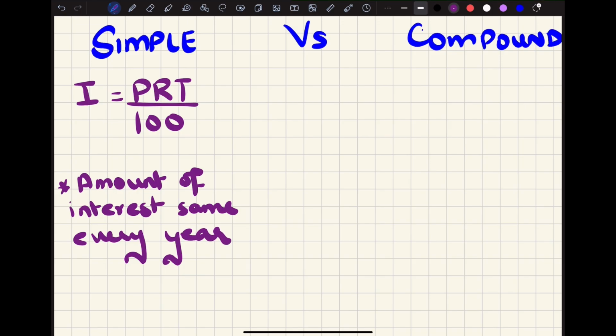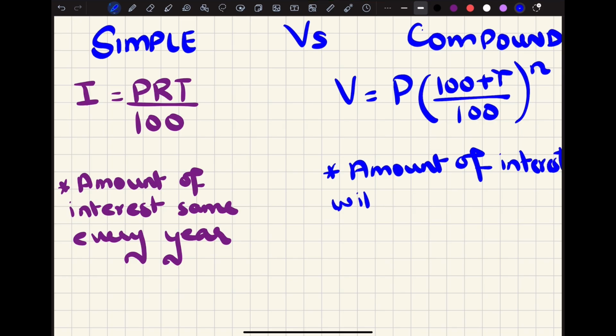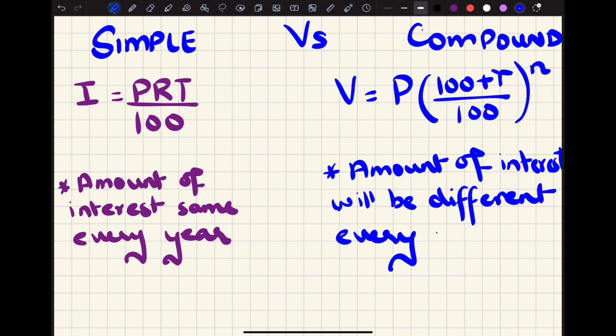And for compound interest, the formula that we're going to use is V, or F, is equal to P into (100 plus R over 100) raised to the power n. The amount of interest is going to vary every year. Okay. I hope both the points are clear.